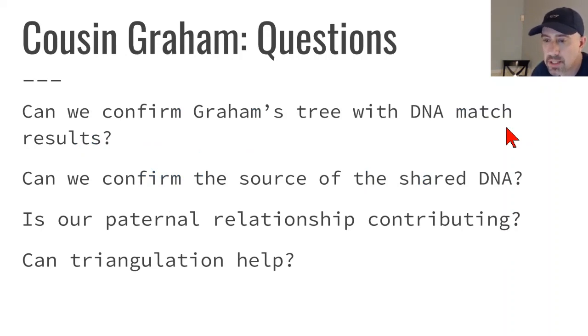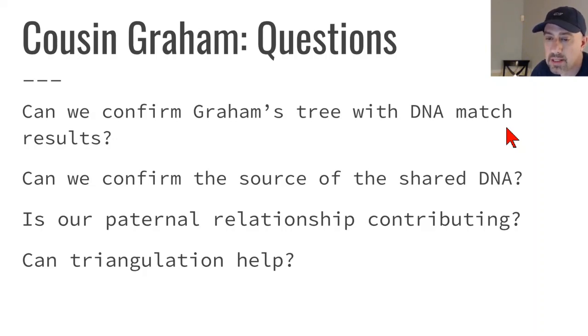Can we possibly confirm Graham's tree with the DNA match results? Remember, I built his tree on my own, didn't get any confirmation from Graham. I'd like to do as much as I can to confirm that tree with the DNA match results that we have. Another question, very closely related question, can we confirm the source of the shared DNA? Can we confirm that the DNA actually came from the Dean line?